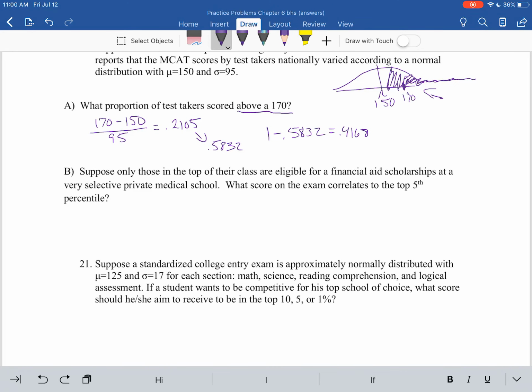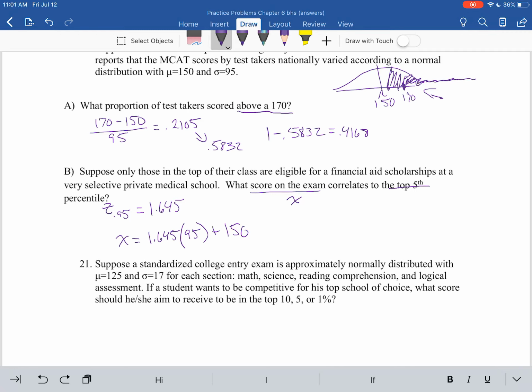Next part, suppose only those in the top of their class are eligible for financial aid. What score in the exam correlates to the top 5 percentile? If you're in the top 5 percentile, that means 95% of the people are below you. So we're having our z of 0.95, which is 1.645, and we want to know a score on the exam, so we're trying to find a value of x. So x is going to equal our z of 0.95, which is 1.645, times our standard deviation, which is given above at 95, plus our mean of 150.